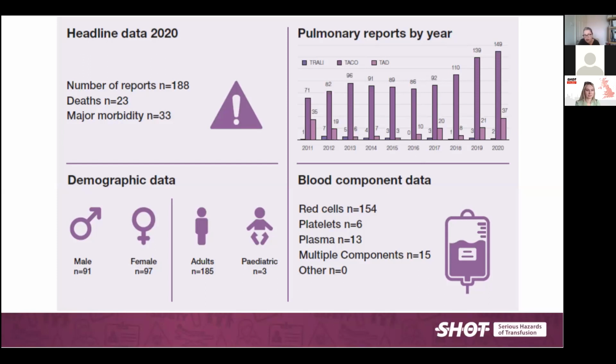Usually involves red cells, of course that's the most components that we transfuse, but it also affected platelets and plasma, and also multiple components in patients that have major haemorrhage.